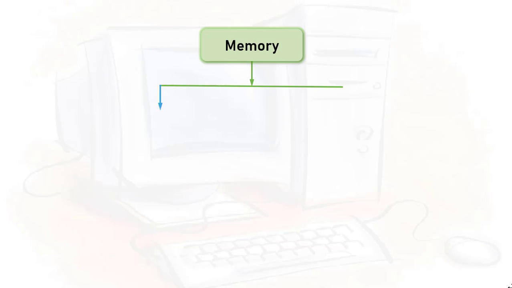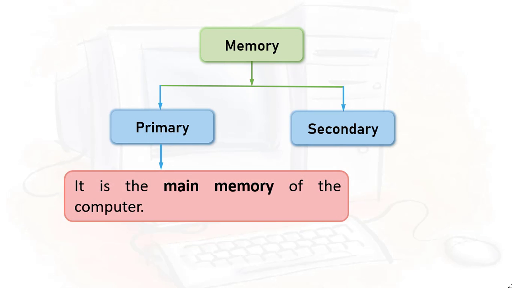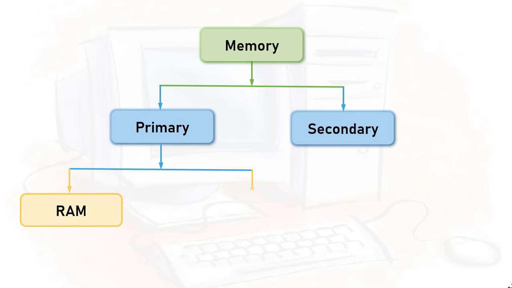The computer memory is divided into two parts. The first one is primary memory and the second one is secondary memory. Now we are going to talk about the primary memory. Primary memory is the main memory of the computer system, which is placed inside the CPU on the motherboard. Right? The primary memory is known as the main memory or internal memory of the computer system. And further, the primary memory is divided into two parts, that is RAM and ROM.